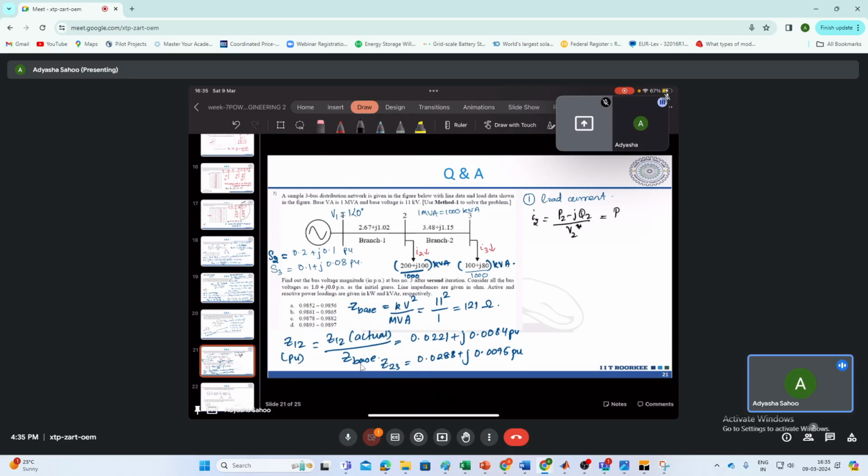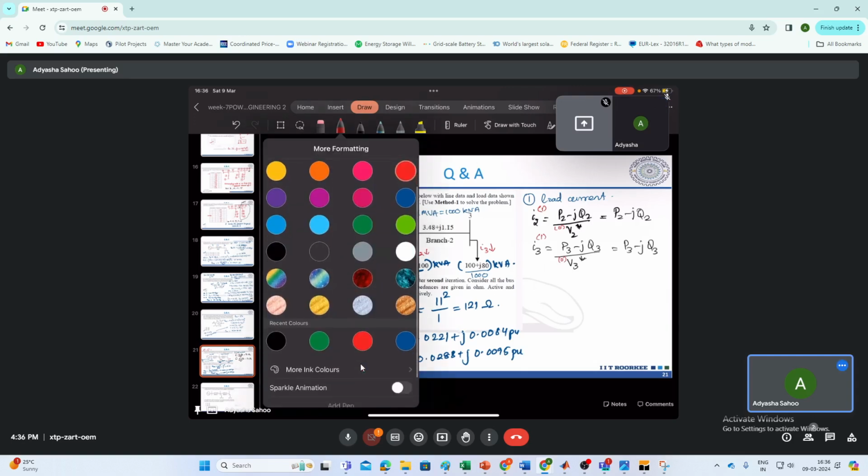So this will be the same as P2 minus jQ2. I3 will also be P3 minus jQ3 divided by V3 conjugate. That will be P3 minus jQ3, because for the first iteration, V2 and V3 at the 0th iteration are 1. So once you calculate the load current, the next step is branch current, right? Branch current is the backward step.